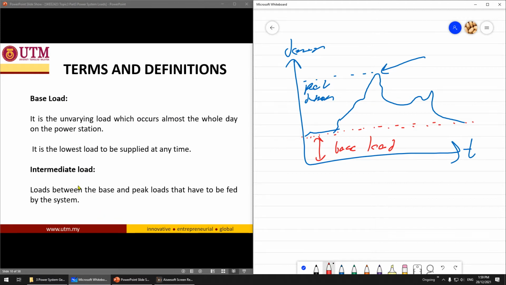Intermediate load is between the base and the peak load that has to be fed by the system. So from this one to this one is intermediate load. This one is peak load, and intermediate load is between them. So basically the power supply needs to supply according to the variation of the intermediate load.